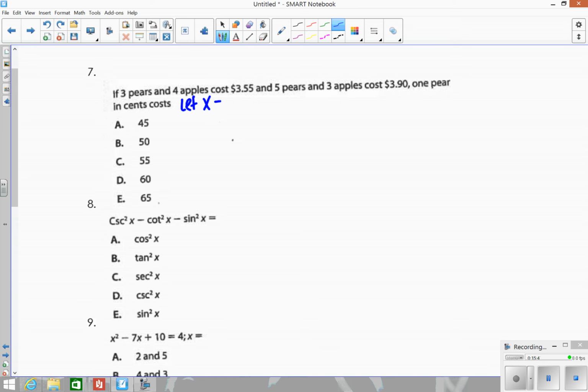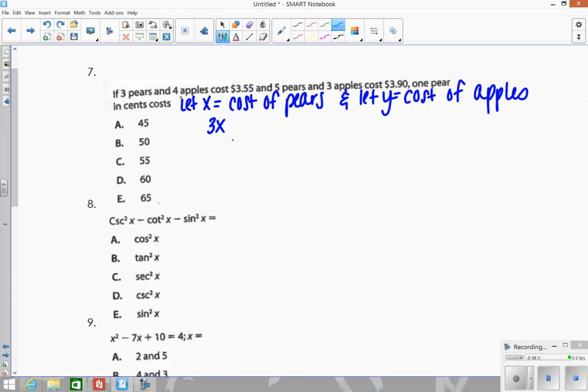I'm going to let x equal the cost of pears and y equal the cost of apples. And basically, I see two equations here. So that tells me I'm going to have a system. So the first thing is 3x plus 4y is going to equal $3.55 because 3 pears times the cost of each pear, so 3x, plus 4 apples times the cost per apple is going to equal the total cost of those items, which is $3.55.